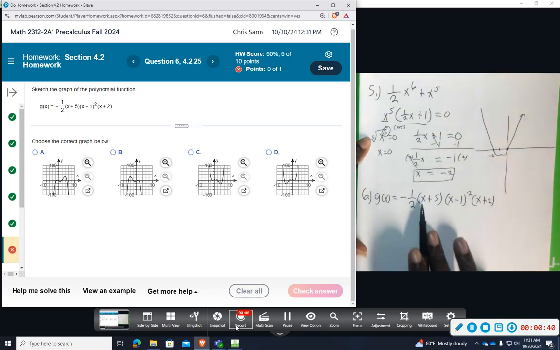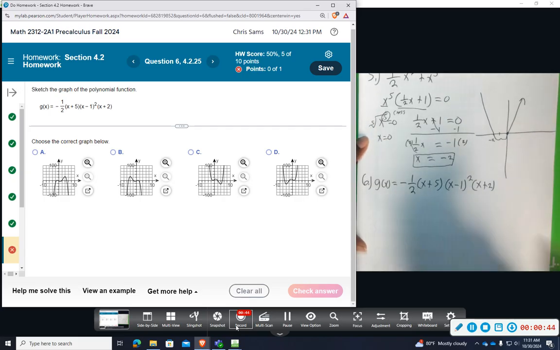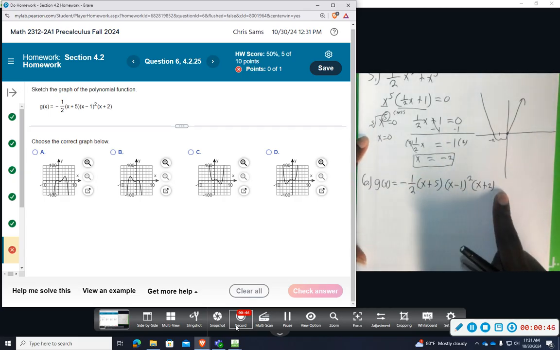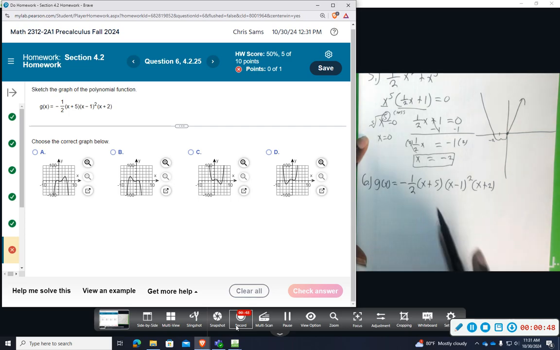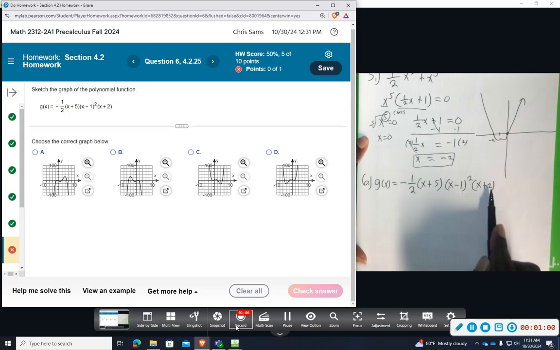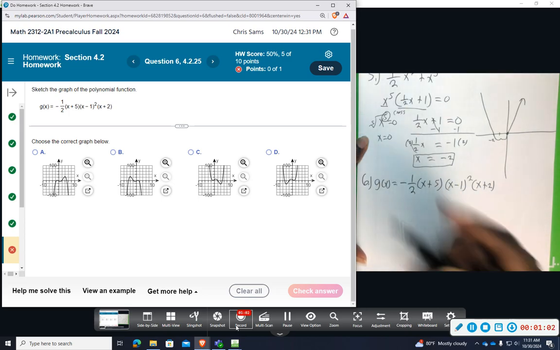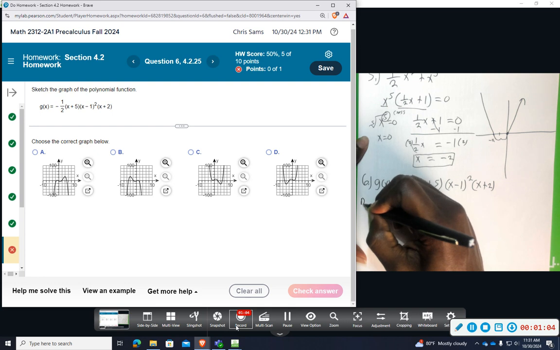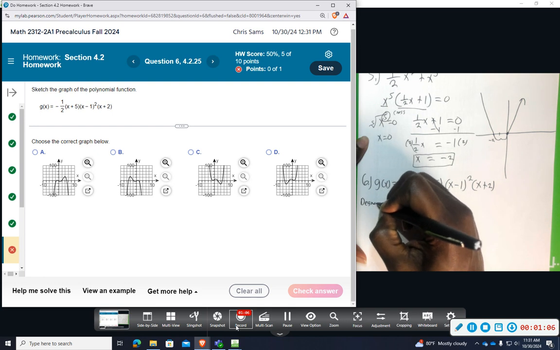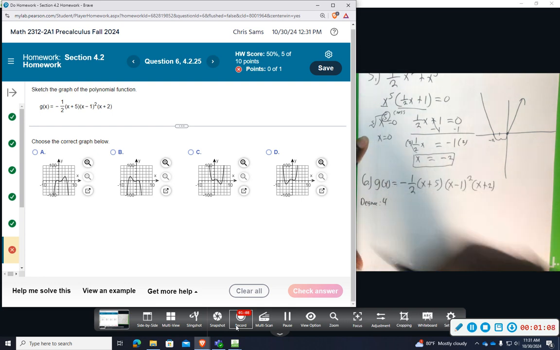Now when it's in factored form, we have to count the number of x's that we have, and that will tell us our degree. So this represents 1x. This term is 1, but it's squared, so we're going to add 2 x's. So I got 1 plus 2 more is going to give me 3, plus 1 more is a 4. So my degree is 4. So it's a 4th degree polynomial.